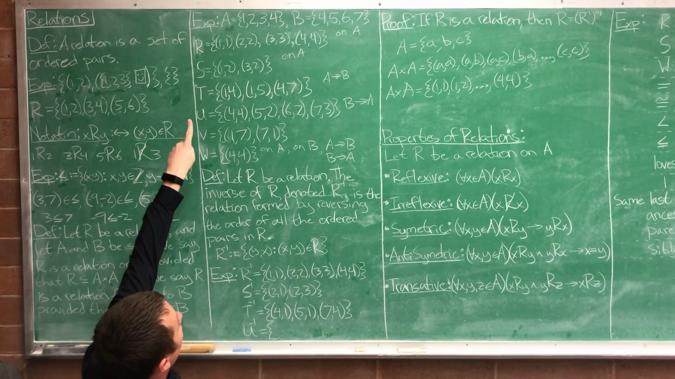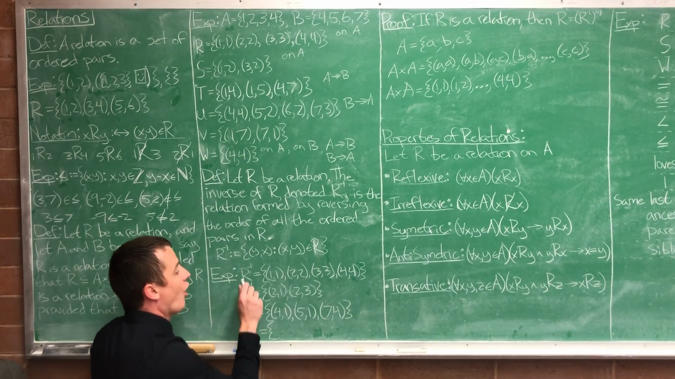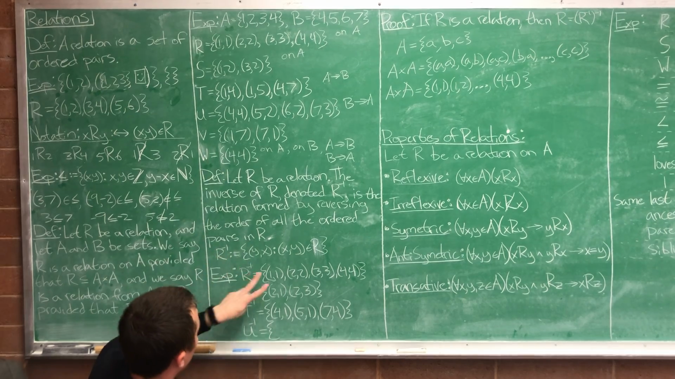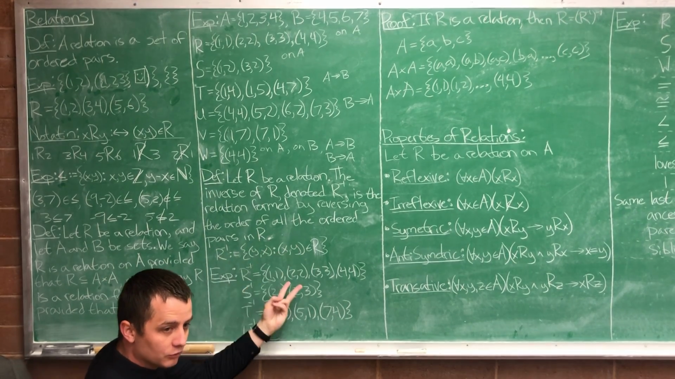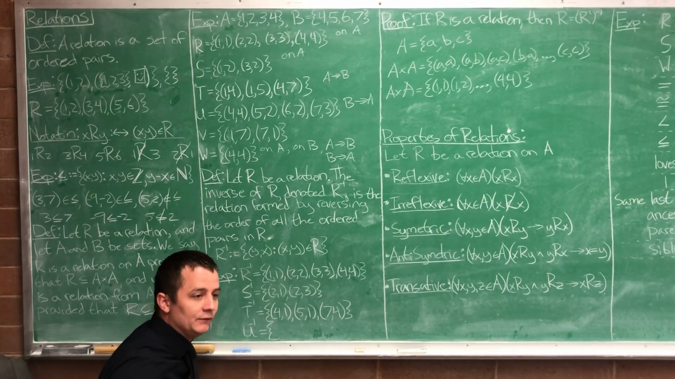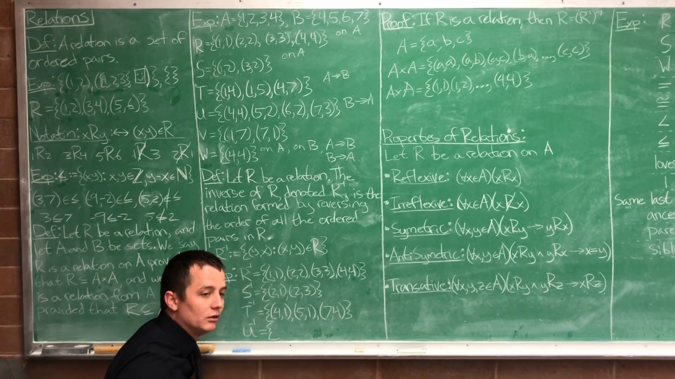So if R is the set (1,1), (2,2), (3,3), (4,4), R inverse is what you get when you flip all those around. So instead of (1,1), we have (1,1). Instead of (2,2), we have (2,2). Instead of (3,3), we have (3,3). Instead of (4,4), we have (4,4). So taking the inverse doesn't necessarily change the relation.